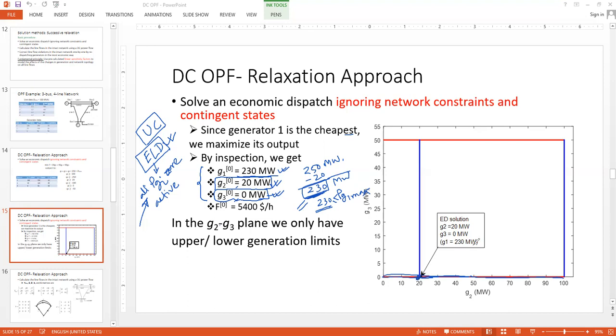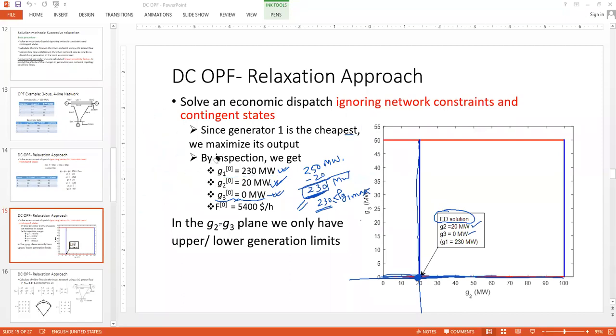Remember, I said G1 is not explicitly appearing here. We are not plotting the G1 coordinate here, only G2 and G3. So what is G2? G2 is 20. So 20 is this point. And G3 is 0, so G3 equals 0 is this line. This is the G2 equals 20 line. This is the G3 equals 0 line. This is the intersection. So this is the point of our ED solution in the 2D plane. For the 3 generating units, we draw a 2D plane, one dimension less.